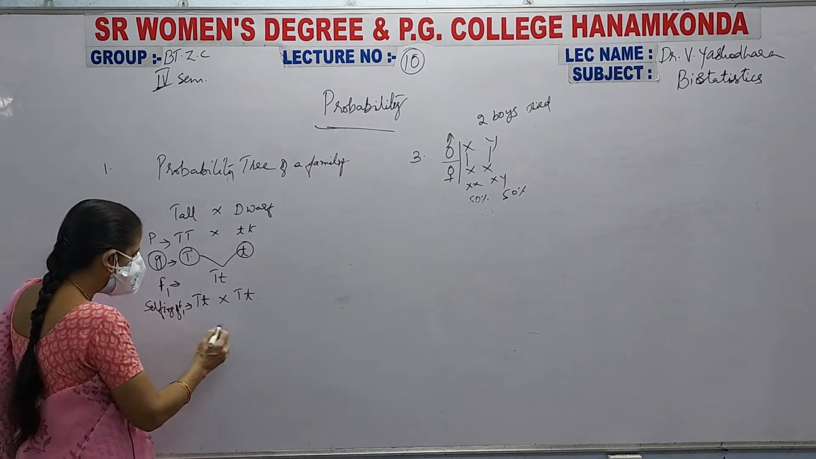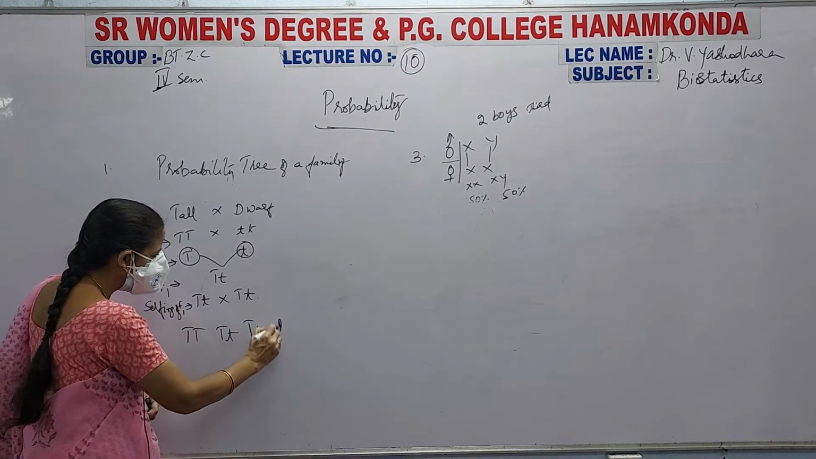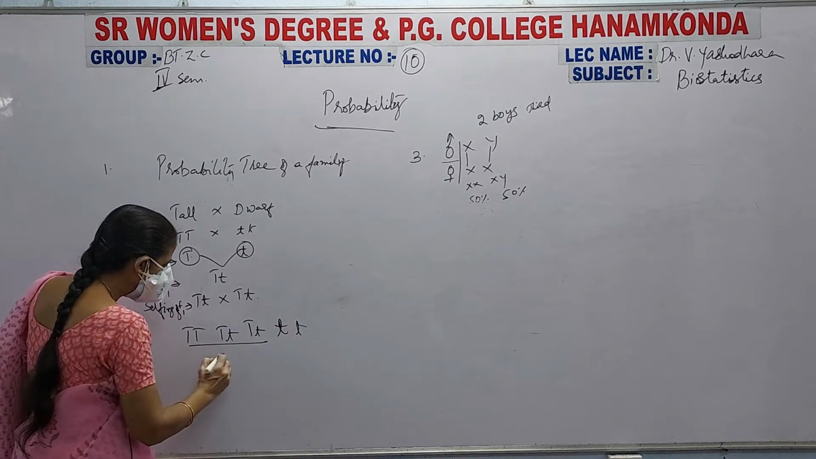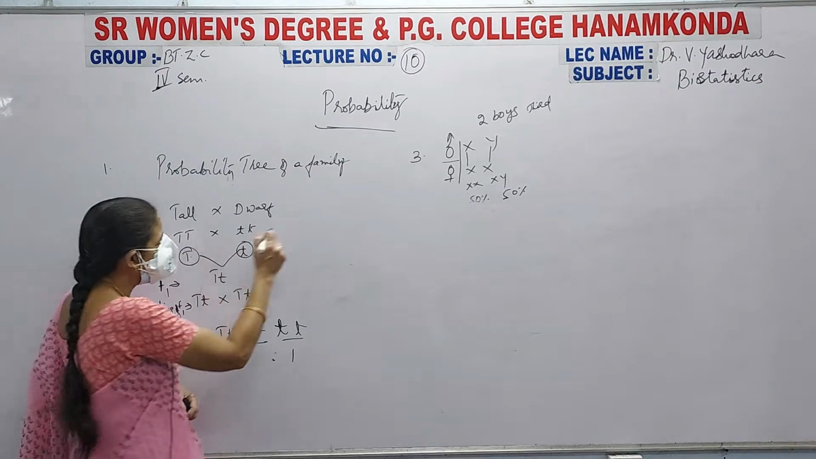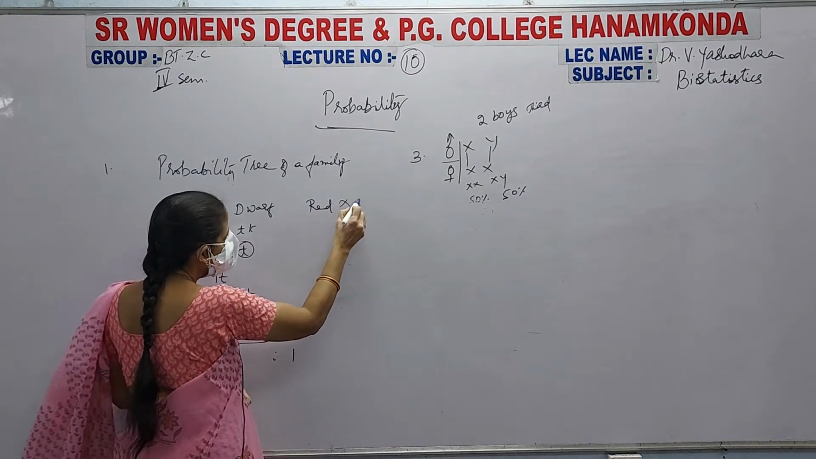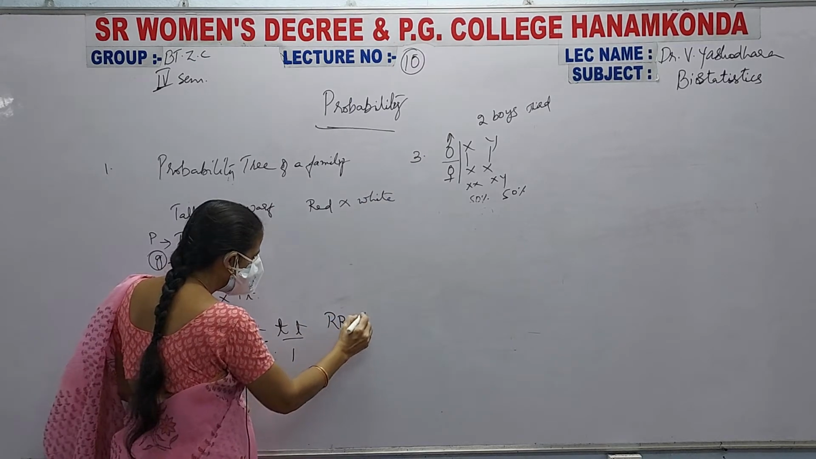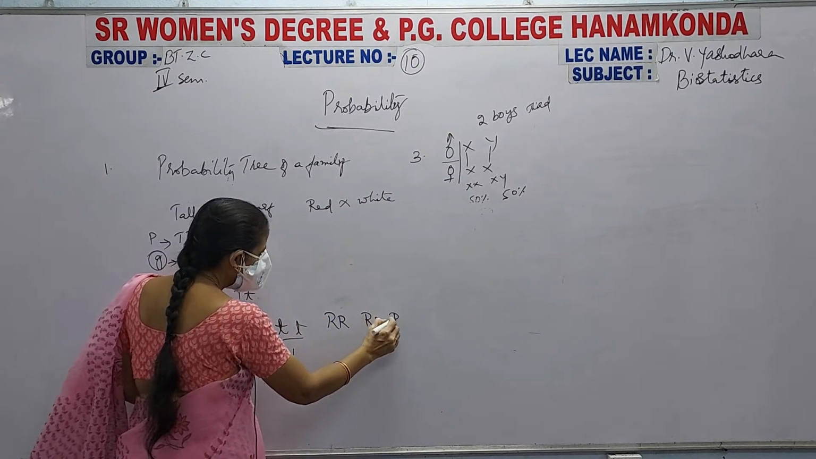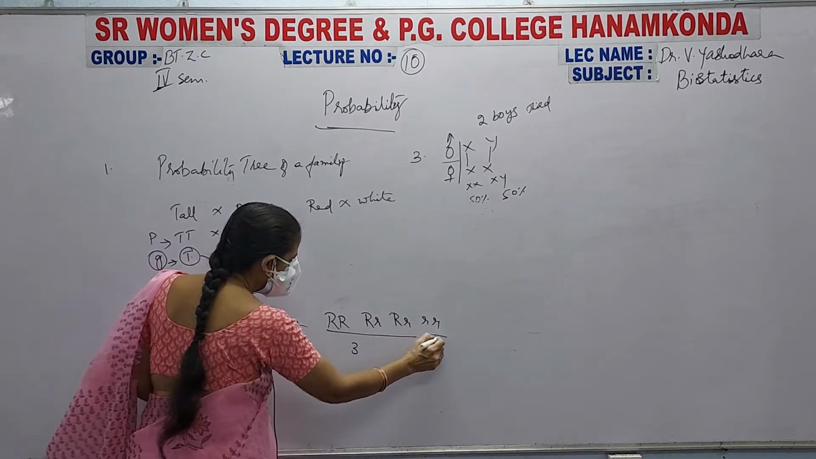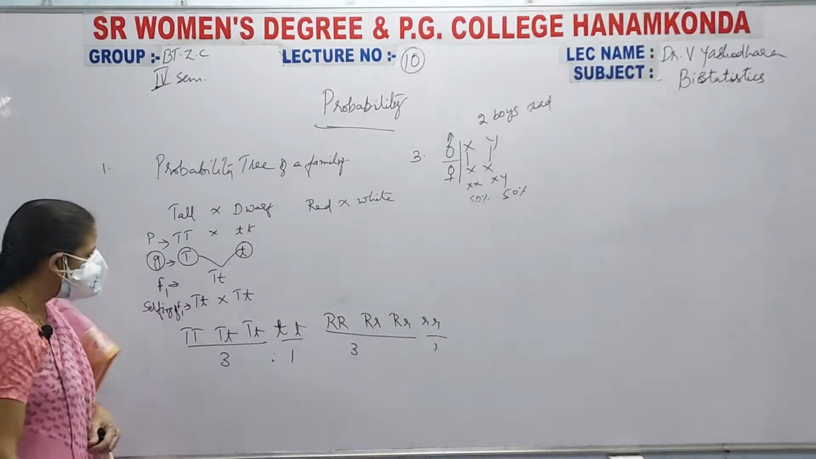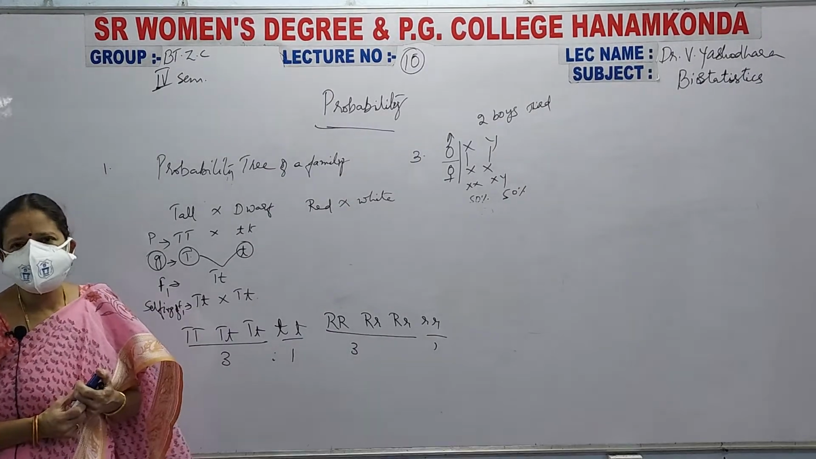This one, and the ratio is tall, dwarf. The phenotypic ratio is 3:1. All of you know this. Now see here, a red crossed with white flowered plant. Here also you will get capital R capital R, small r capital R, small r small r. That means red 3, white 1. Whatever it may be, the phenotypic ratio of monohybrid cross is 3:1.